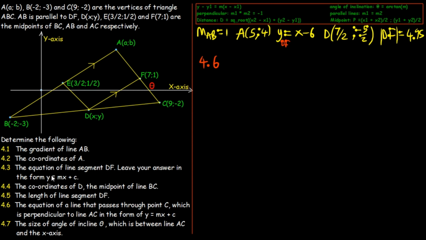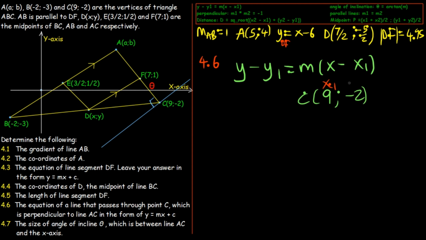Okay, so let's move on to question 4.6 and determine the equation of a line that passes through the point C, which is perpendicular to line AC, in the form of y is equal to mx plus c. So let's highlight that line on our diagram. Okay, so to find the equation of this line, we use this formula. So to use this formula, we need two pieces of information. First, we need the gradient as well as a point which is along this line. So we use the point C, because it's along this line.